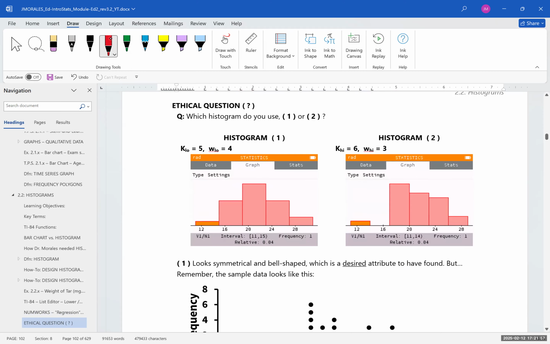And let's ask ourselves an ethical question. So now we created these 2 histograms, right? Histogram 1, which had 5 classes with a width of 4, and histogram 2, which had 6 classes with a width of 3. These are screenshots from the NumWorks calculator, but this is comparable to what we just sketched. Histogram 1 is nice because it looks symmetrical and it's bell-shaped, right? This is a nice looking symmetrical distribution, which is typically desired.